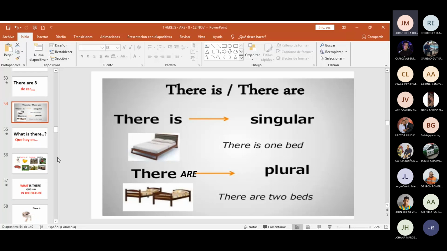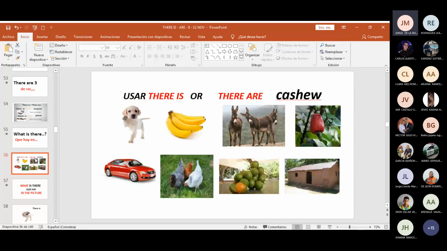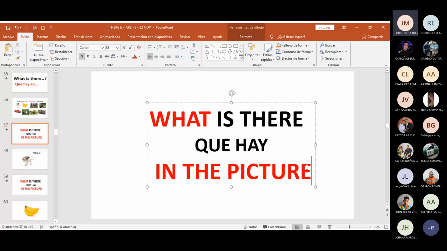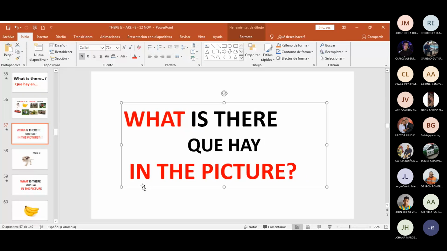Remember that we did an activity, students, indicating what was in the image, using there is or there are. Because the question is always going to be, what is there? In Spanish, what is there in the picture? All the time, what is there in the picture? The question is always singular. What is there in the picture? Because I want to know information about it.